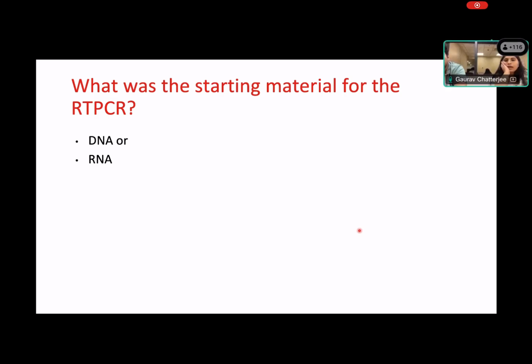Can we use DNA for RT-PCR? It can be done. So what will be the difference? If I use DNA versus RNA, what problem can I face? Non-functional mRNA suggests that the DNA is transcribing. Not really. So basically, what happens?